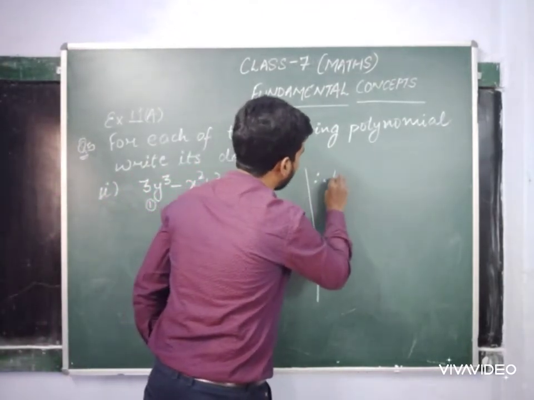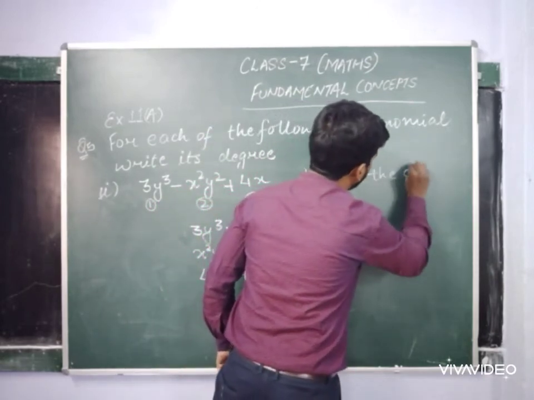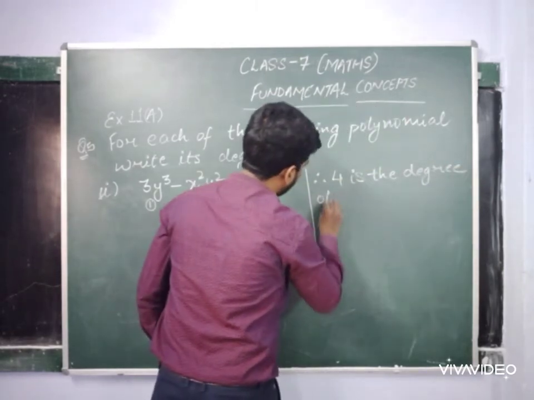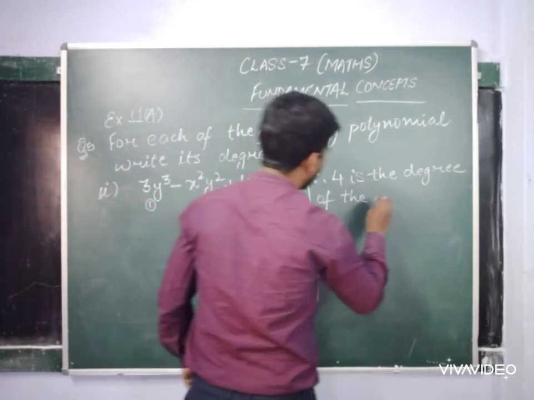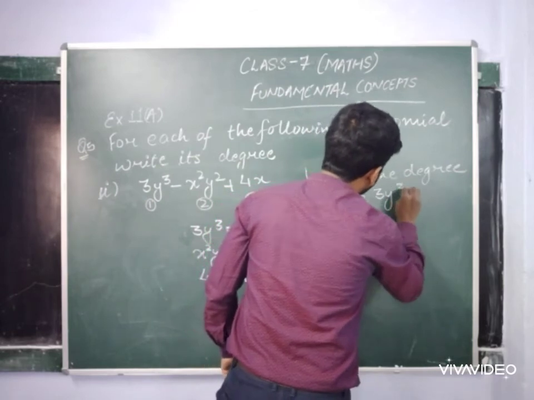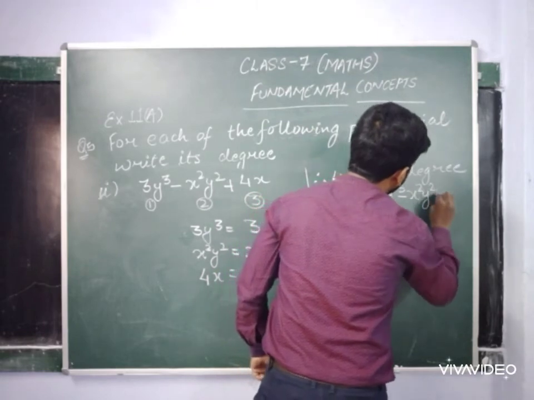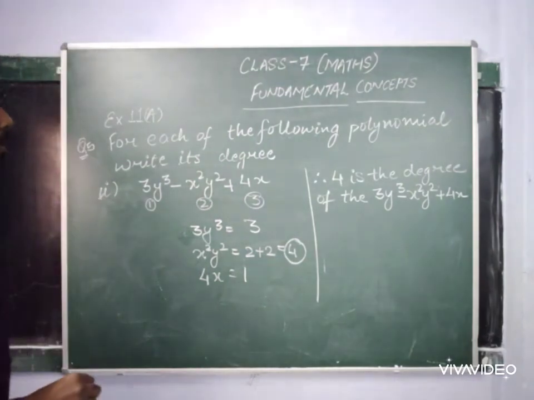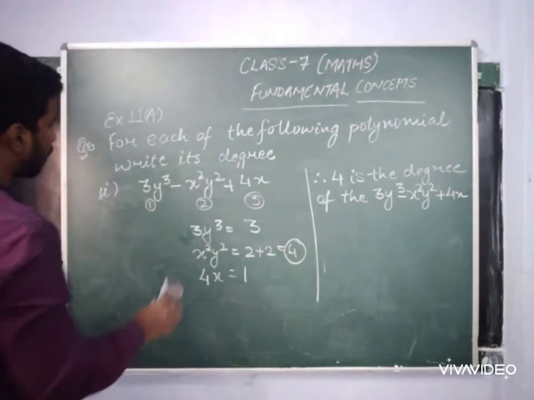Therefore, 4 is the degree of 3y cube minus x square y square plus 4x. Take a look. Now we will move on to the next part.